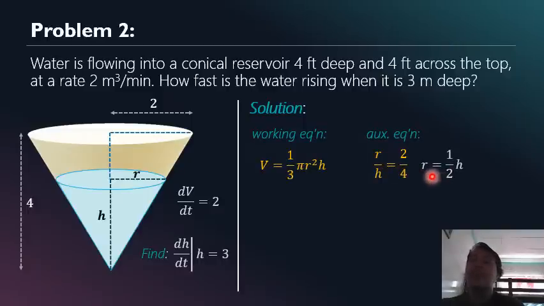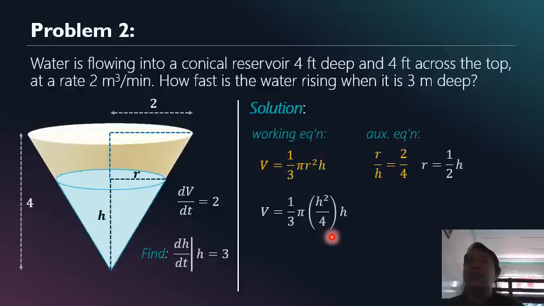Okay? So now we obtain the expression for R, which we can use to express the volume in terms of H alone. So we now substitute. Copy mo yung 1/3 pi, and then yung R, palitan mo ng 1/2 H, and then i-square mo. So ano po ang square ng H over 2? That will be H squared over 4. Tapos copy-paste mo ulit yung H. So ito na siya ngayon. This is now the expression for V in terms of H alone.